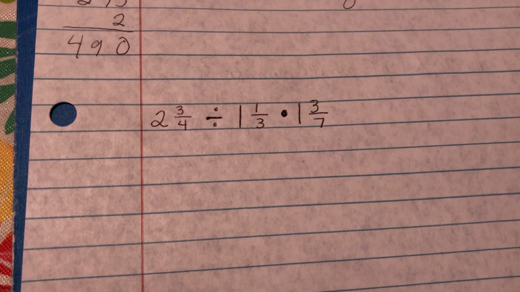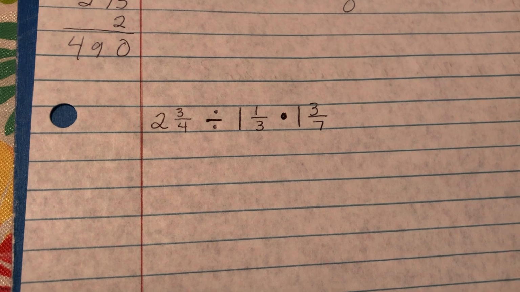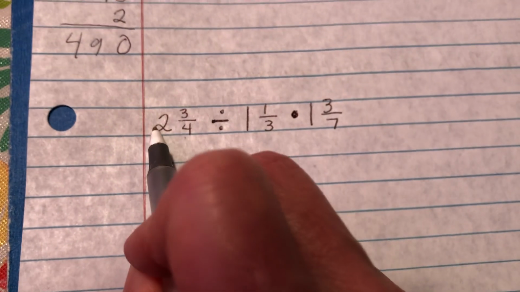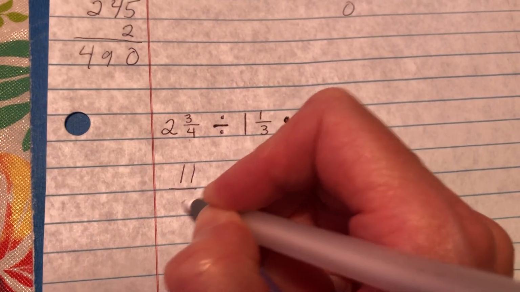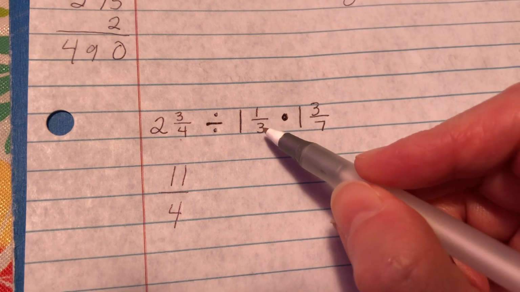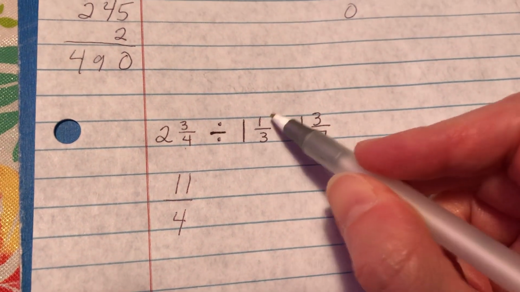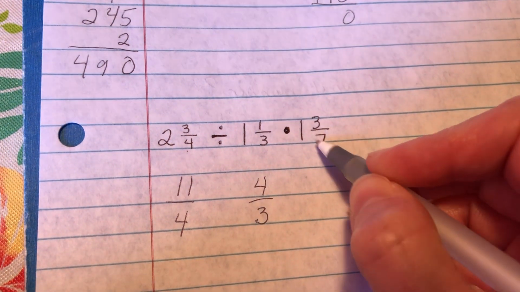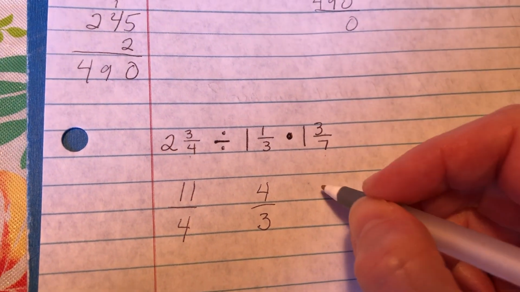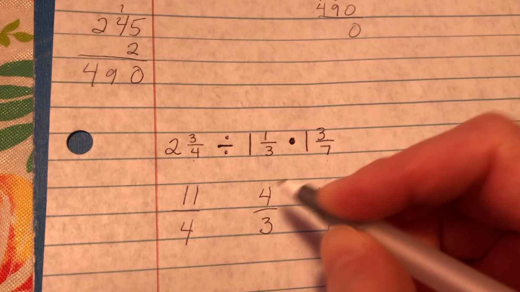The next problem, 2 3/4 divided by 1 1/3 times 1 3/7. First of all, with mixed numbers, when you're multiplying and dividing, you need to change them into improper fractions. So 4 times 2 is 8, plus 3 is 11. So 11/4. And then this would be 3 times 1 is 3, plus 1, that's 4/3. 7 times 1 is 7, plus 3 is 10/7.